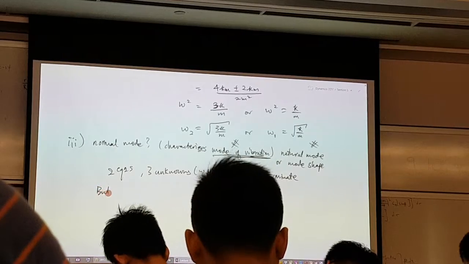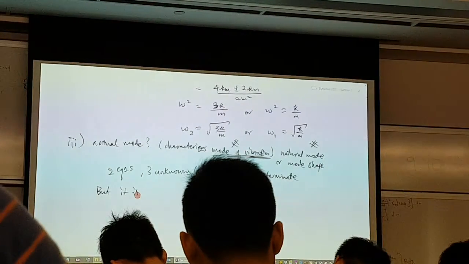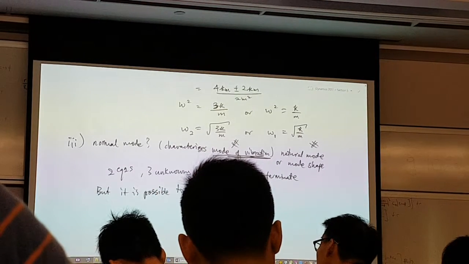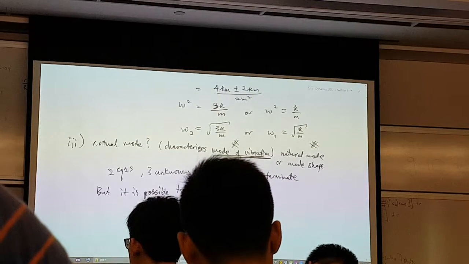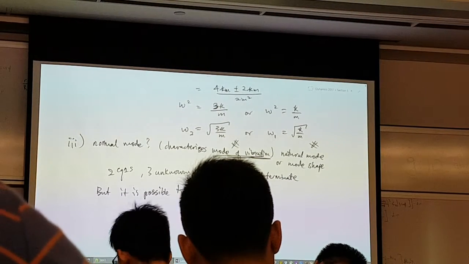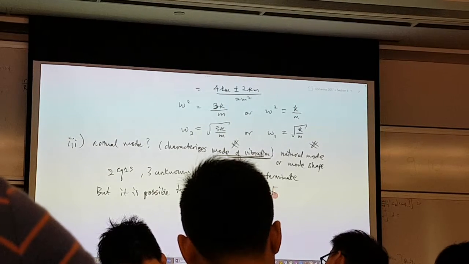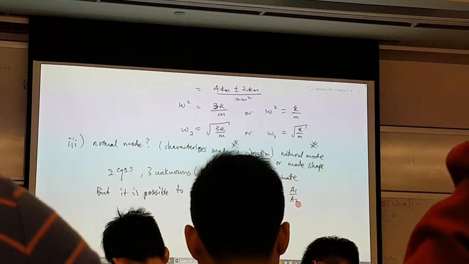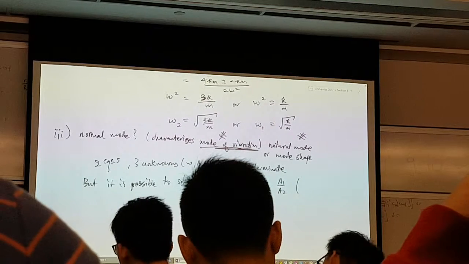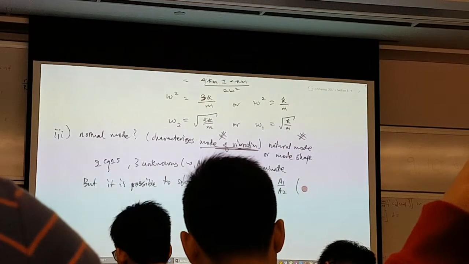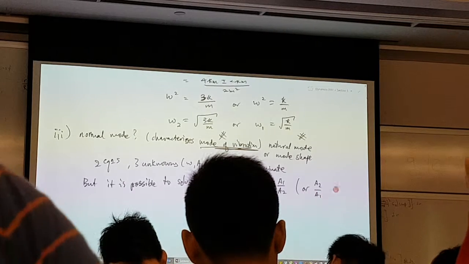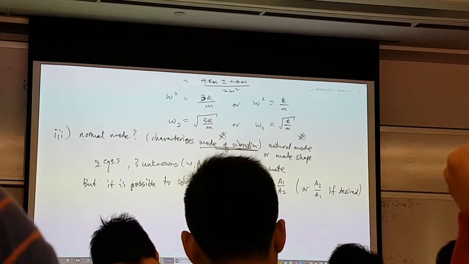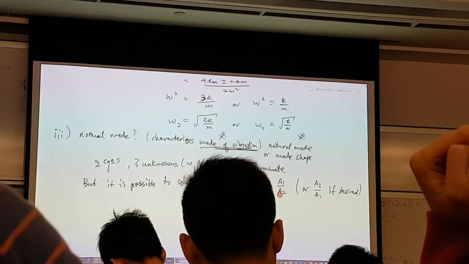But it is actually possible to solve not for all these unknowns, but for ratios that we call the amplitude ratio. Amplitude ratio of A1 over A2. So if some of you were wondering, why must it be A1 over A2? Can it be A2 over A1? Yeah, it's possible. If desired, you can solve for A2 over A1. But I'm going to show you A1 over A2.